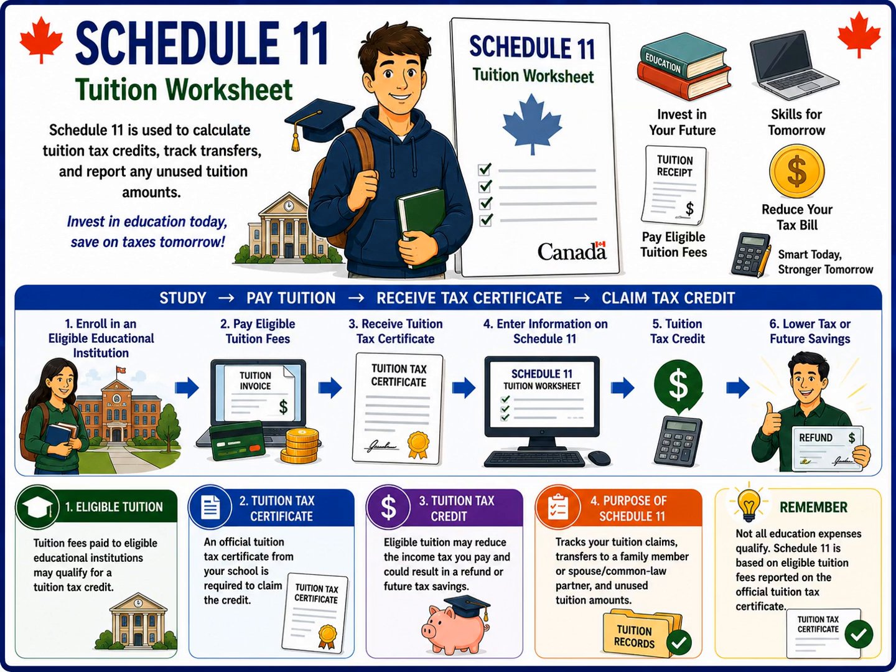Eligible tuition generally includes tuition fees paid to qualifying educational institutions. An official tuition tax certificate is required to support the claim. The tuition tax credit may reduce the amount of tax payable, and Schedule 11 keeps track of current year tuition claims, eligible transfers, and any unused tuition amounts that may be carried forward.